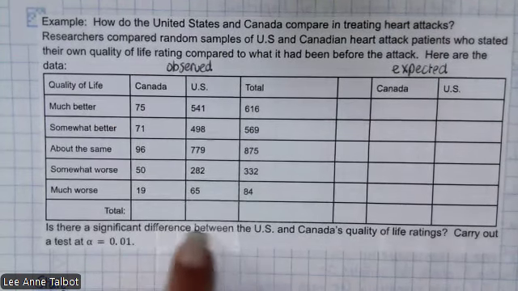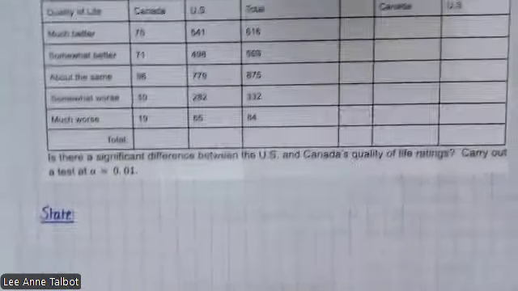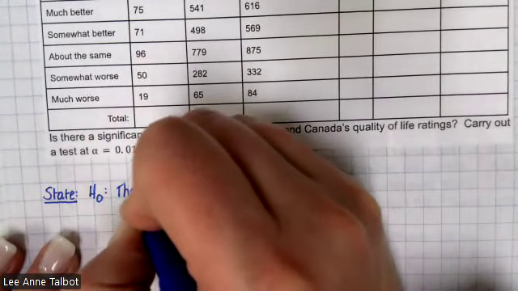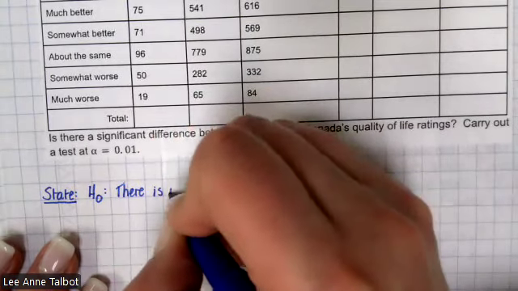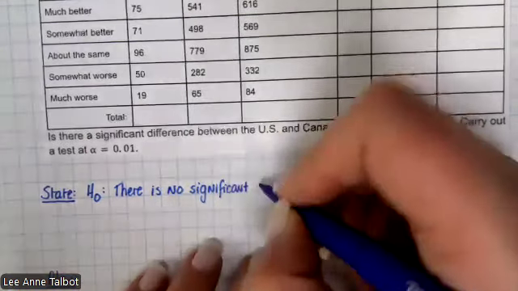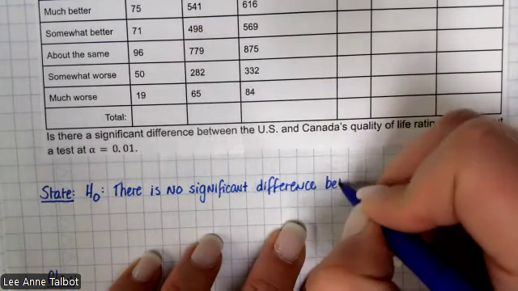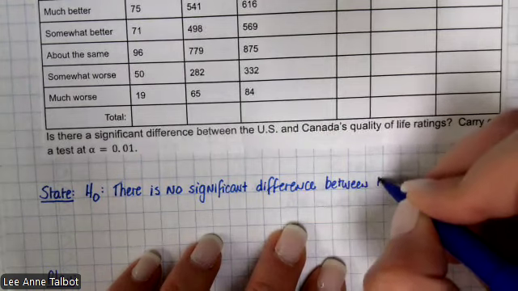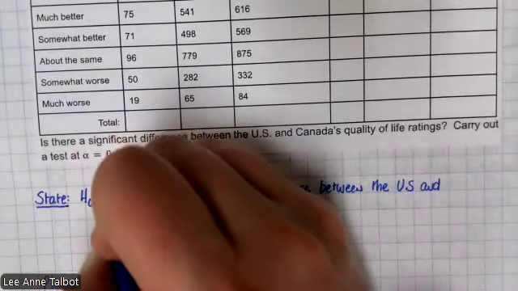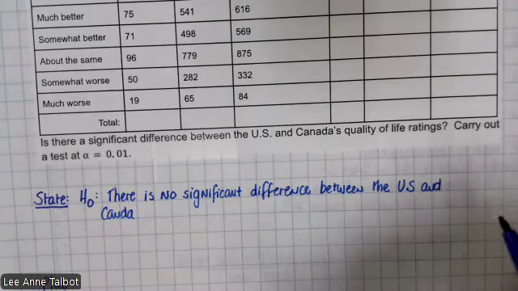Is there a significant difference between the US and Canada's quality of life ratings? Carry out a test at alpha equals 0.01. State Ho: there is no significant difference between the US, Canada.